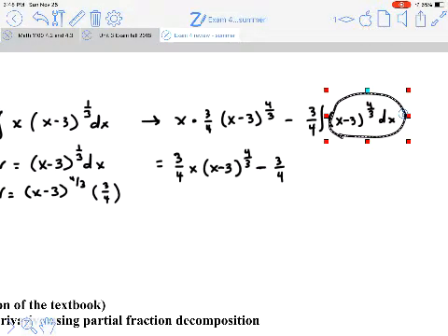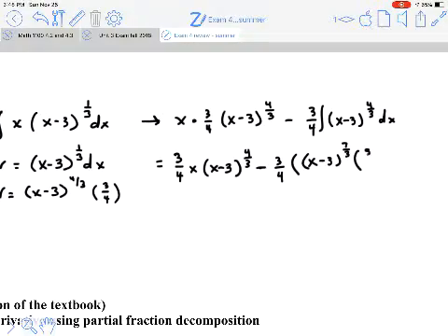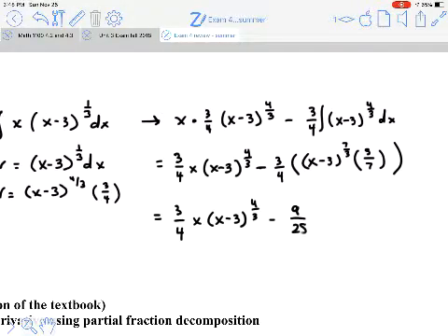This antiderivative we can simply use, again, the power rule. If we add 1 to 4/3, we're going to get 7/3. And then if we multiply by the reciprocal, that's 3/7. And multiplying these two coefficients, we're going to have 9/28 of x minus 3 to the 7/3.